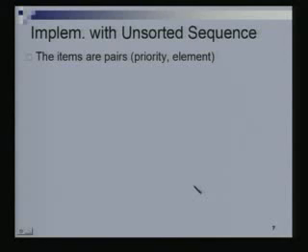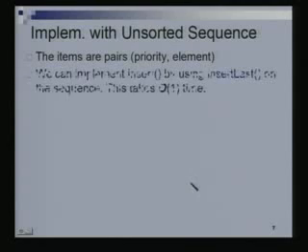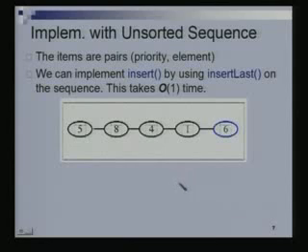So, let us first look at an implementation of a priority queue using an unsorted sequence. Recall the items that we are trying to insert into a sequence are pairs of priority and element. We can implement the insert by using, let us just say, insert last. So, the insert operation of the priority queue, to do this we will just insert the item at the very end of our sequence. In this case 6 was the element that was to be inserted. Let us say we put it at the very end. This takes only a constant amount of time.